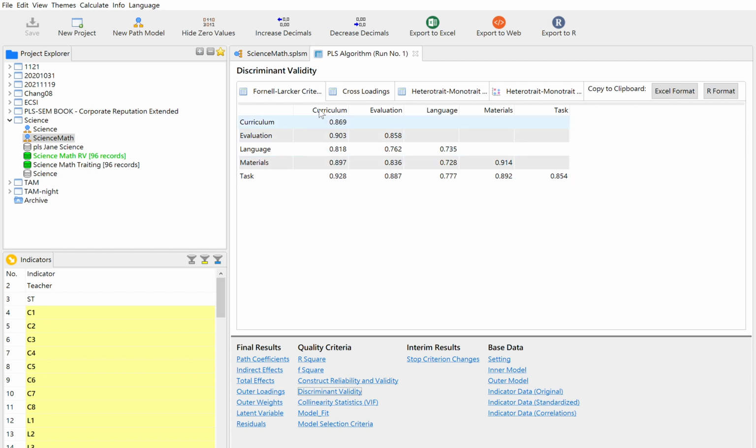So we see here that 0.869 is not greater than this 0.9, the inter-factor correlation between evaluation and curriculum. So we might have a problem here. We might need to go back and take a look at the indicators in the curriculum and evaluation and see if they overlap. And that's how we check based on Fornell and Larcker's criteria.